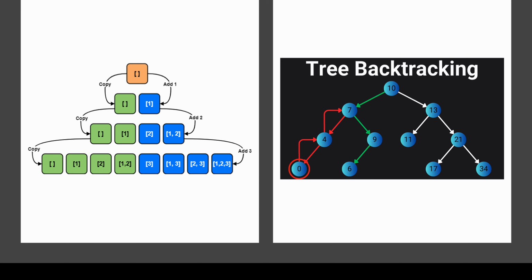So this is the big algorithm that we're doing. We generate subsets by either including or excluding each number recursively. First, we start with an empty subset. Then for each number, we have two choices. We either include it in the current subset or exclude it and move to the next element. We'll continue this until all elements are processed. That's the whole algorithm.